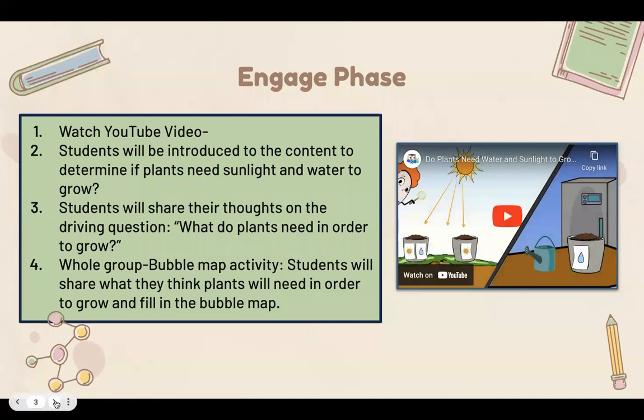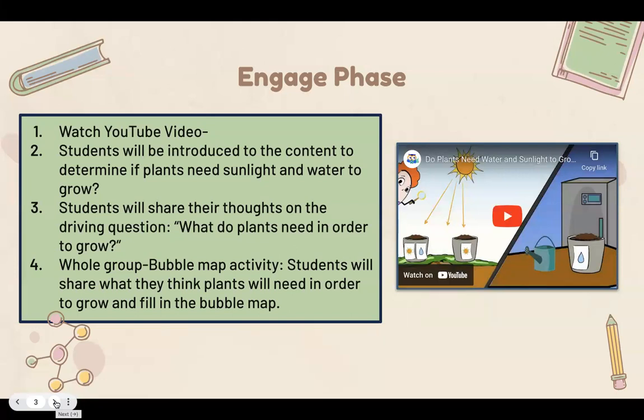So prior to the explore portion, we will be activating student knowledge by presenting and showing them this YouTube video. The video consists of examples of planting a plant indoors and outdoors, just like the picture shows, and the outcome of those examples. Then after that, we will introduce the students with a problem. Students will be introduced to the content to determine if plants need sunlight and water to grow.